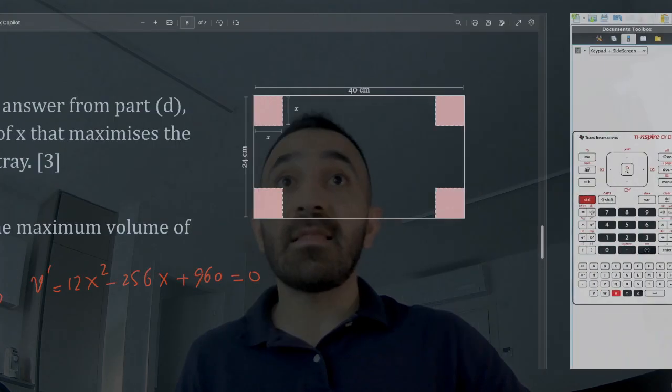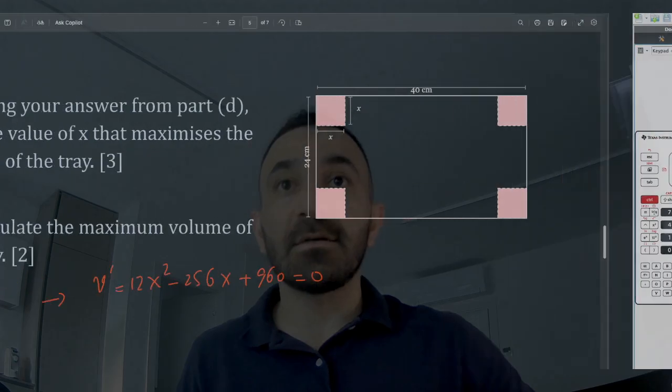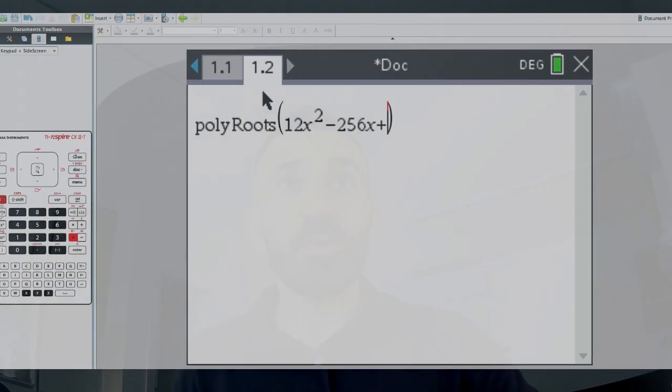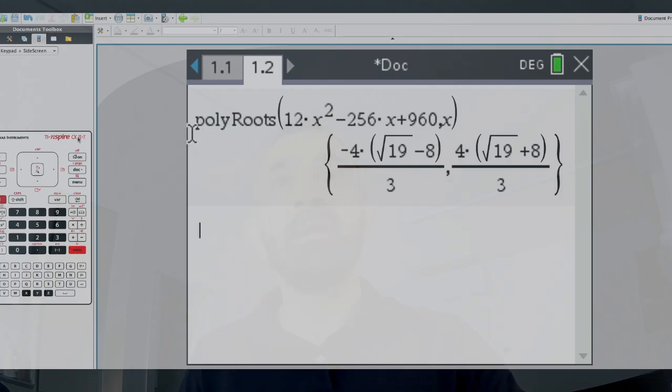Maybe you're right. The problem with numerical solve is that it only gives you one answer. So you have to learn how to solve this also with polyroots. I don't put any equal. Look at the form of polyroots: 12x to the power of 2 minus 256x plus 960 without any equal. It's not about the equation, just put the expression. If you press enter, it gives you the zeros.